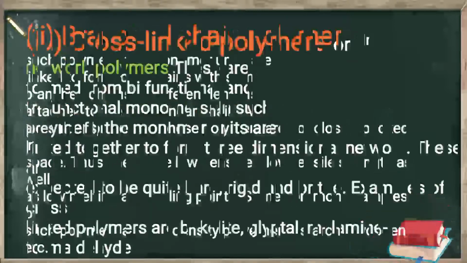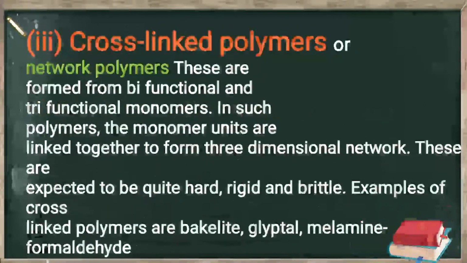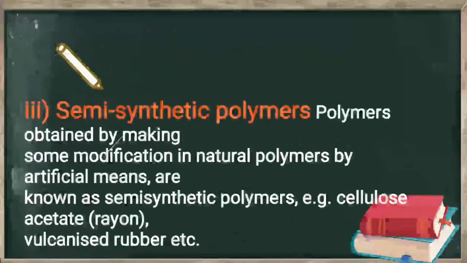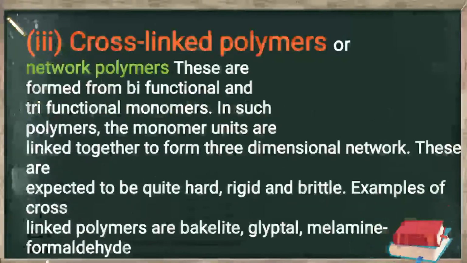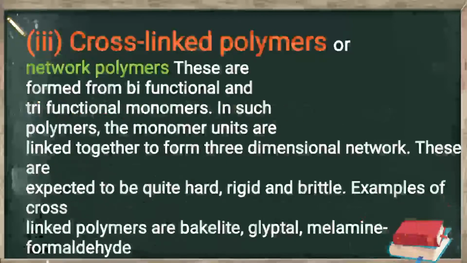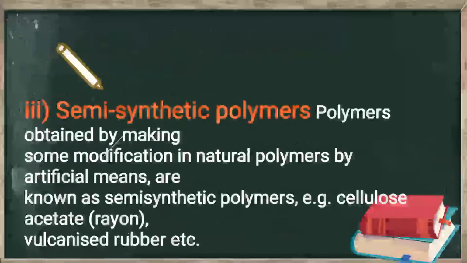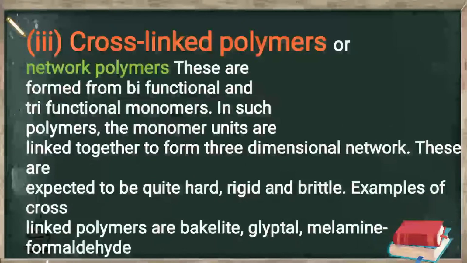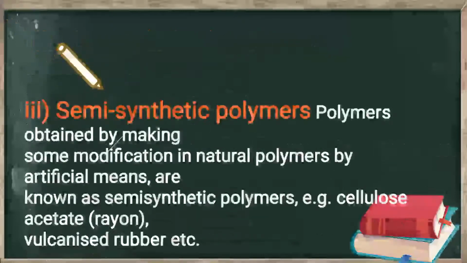Next is cross-linked polymers. These polymers are also known as network polymers as they form a network. How do they form a network? First main chain is attached with the third, then with the second, then with the fourth. Second is attached with the third, then the fourth. These are formed from bifunctional and trifunctional monomers.